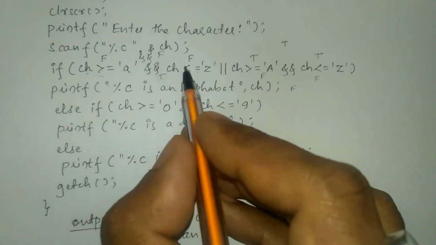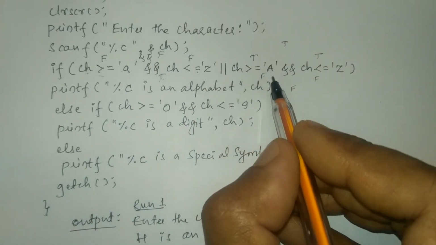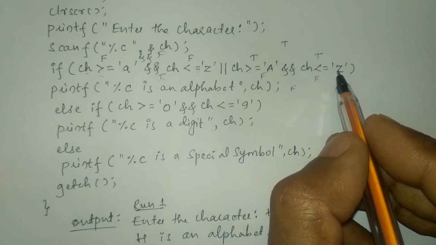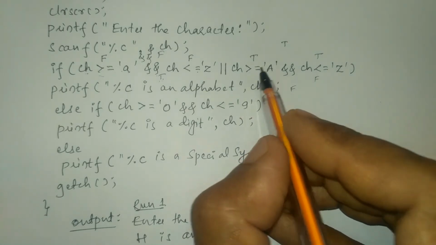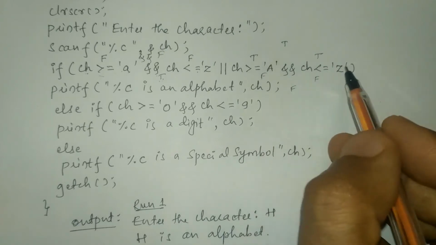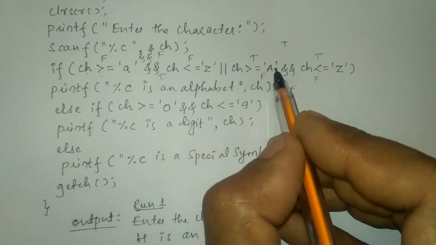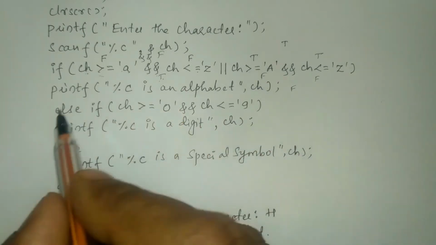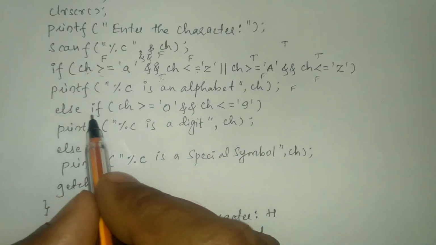False and false is false. CH is greater than or equal to capital A and CH is less than or equal to capital Z? No, this is false. This is also false. This is also false. False and false is false. False or false is also false. Means this particular statement will not get executed. So it is going to check the next condition.